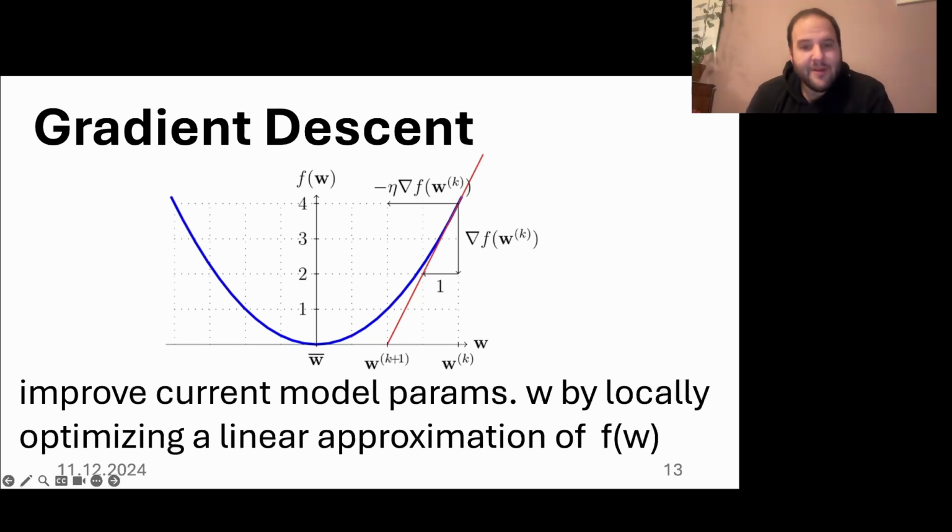So we, around the current guess for a good choice of parameters, approximate the objective function by a linear function, and then we try to minimize this linear function in a small neighborhood around the current point. And using this minimum, we continue as the next choice for the model parameters.